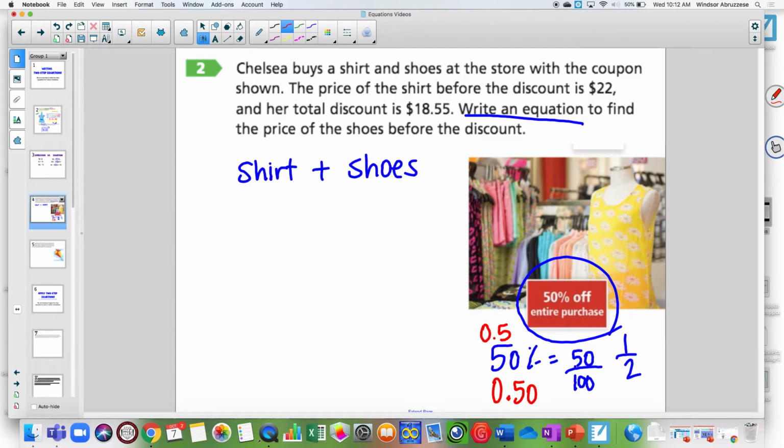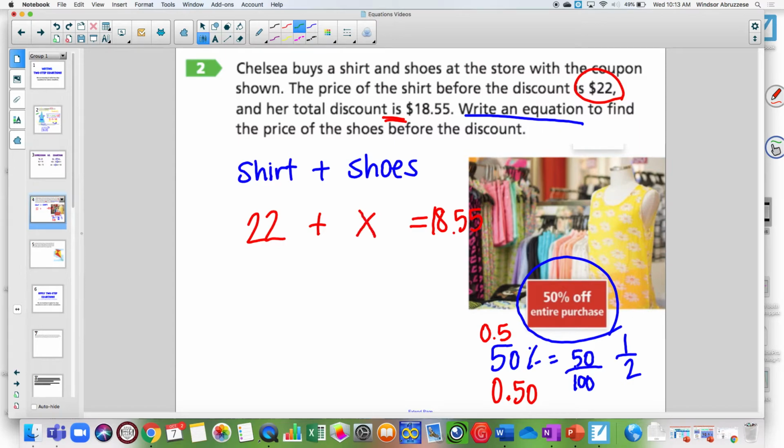Okay, let's keep going. The price of the shirt before the discount is $22. So I have my shirt and it's $22. So let's include that. And her total discount is $18.55. Remember, is can mean equals. So that's when she goes to her register, she pays, she gives her the coupon, and her total is $18.55. So I need to write an equation to find the price of the shoes before the discount. Do we know how much the shoes are? No, that is our unknown.